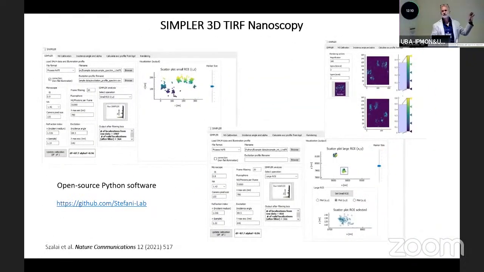Okay, so this is all basically about calibrating a microscope and a software. So if you're interested in applying it, all our software in the lab is open source, and you can download it here from this GitHub. And if you have any questions, we can, of course, discuss it.